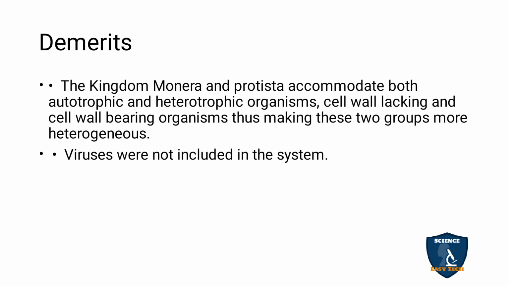You can see the cell type is prokaryote and eukaryote, but the level of organization is unicellular, some may have a cell wall and some may not, and the mode of nutrition is also more or less the same. But why have they kept them in different groups? They could group them into one group. So that is a demerit. And here they don't include the viruses. The viruses are not included in this system. That is also one of the drawbacks of this system.